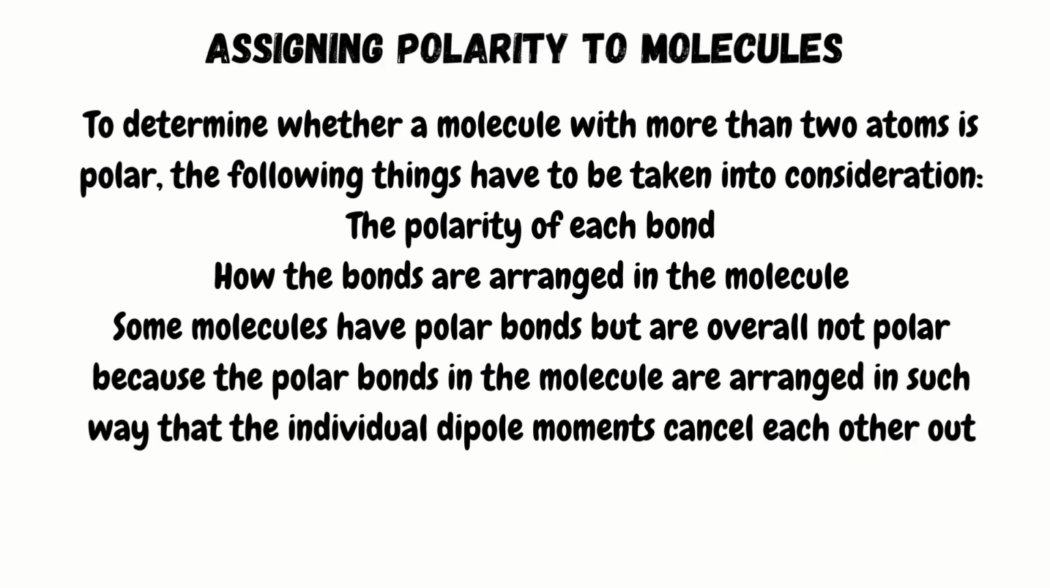Assigning polarity to molecules. To determine whether a molecule with more than two atoms is polar, the following things have to be taken into consideration: the polarity of each bond, and how the bonds are arranged in the molecule. Some molecules have polar bonds but are overall not polar because the polar bonds in the molecule are arranged in such a way that the individual dipole moments cancel each other out.